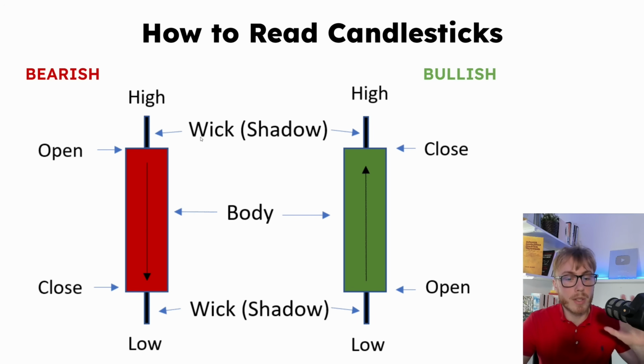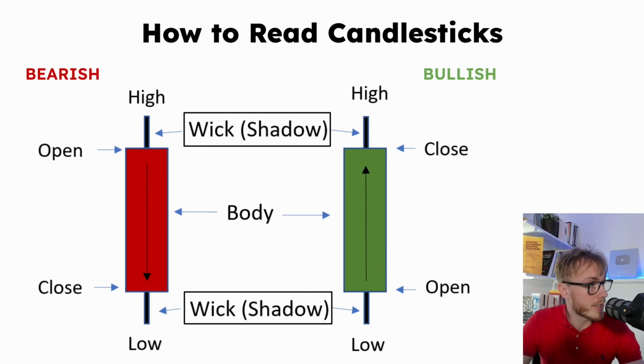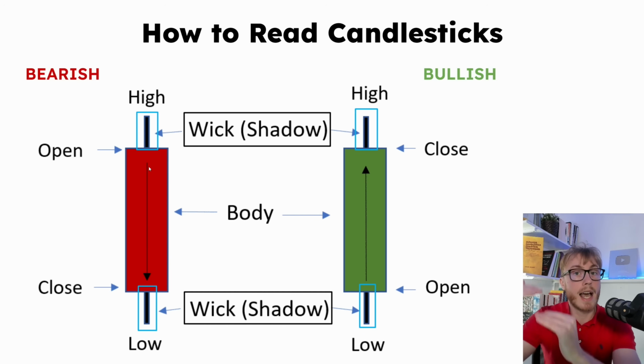But we have a few important concepts we also need to learn about. The first concept is what we call a wick or a shadow. And you can see that we can have them at the top, and we can have them at the top and the bottom. The wicks and the shadows are simply these small lines right here that are either above or below the candles. And these small points show us the highest and lowest point of the period, or in other words, the time frame.